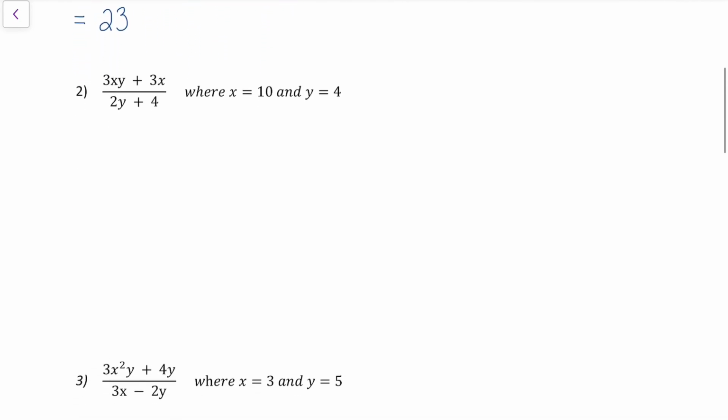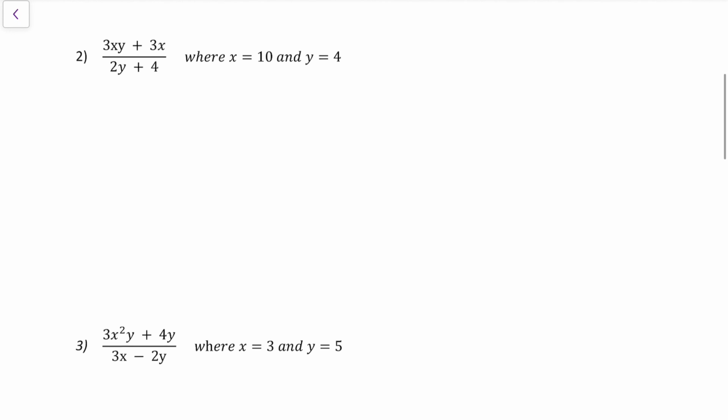So here is another one for you. I would like you to pause the video, try this one out, and then start it up again when you're ready. Okay, so our first step is to substitute our numbers into our expression there. So my x is 10 and my y is 4.